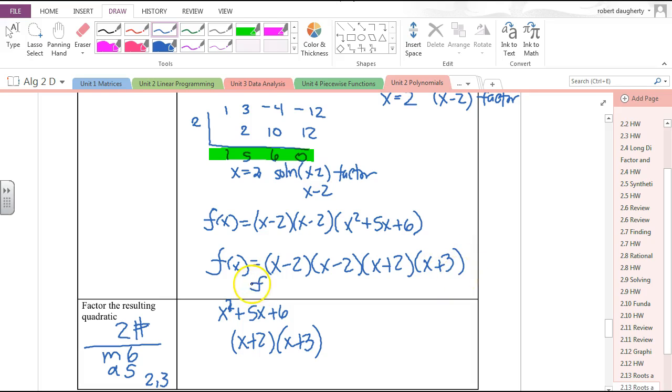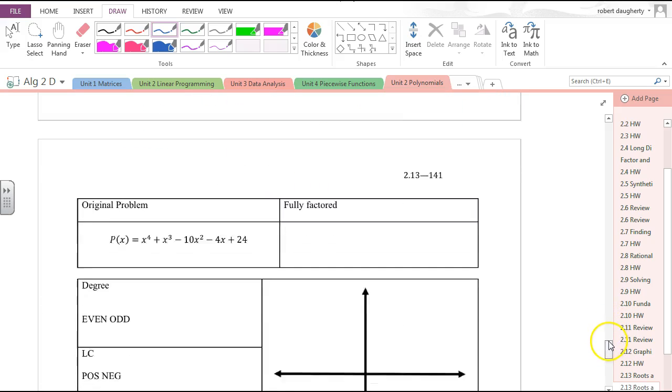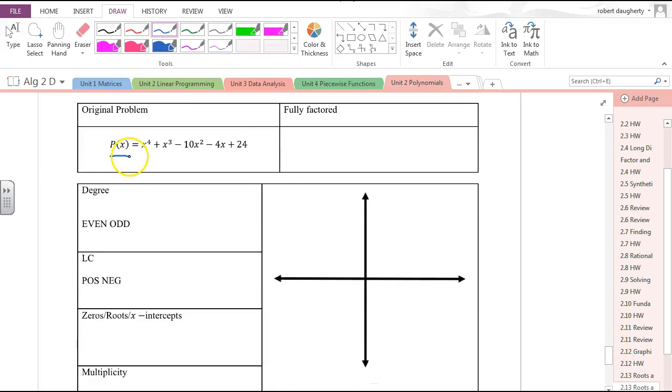Another way of writing that would just be f of x equals x minus 2 squared, x plus 2, x plus 3. So if we go to the next page, instead of f of x, it was actually p of x. So p of x in factored form is x minus 2 squared, x plus 2, x plus 3. Now we've got it in standard form, the original problem, and in factored form.